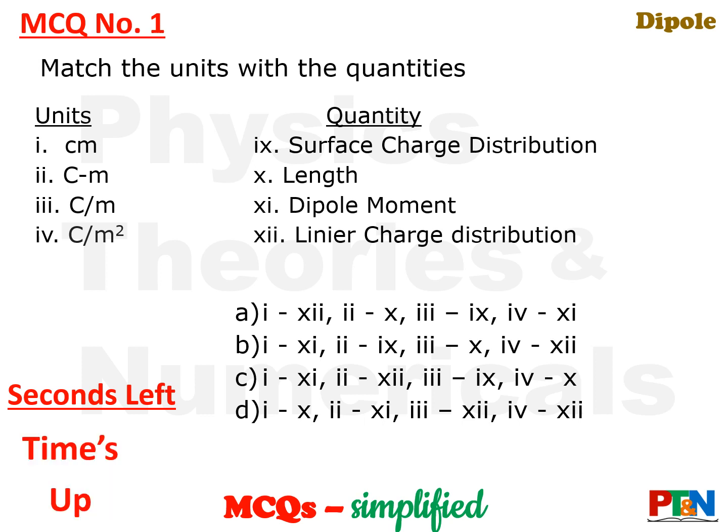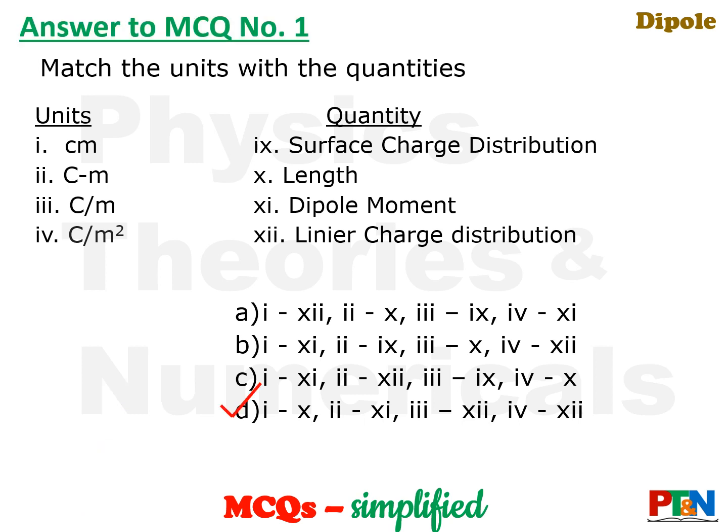Time's up. Let's see the answer. The answer is option D. See, first cm, that is centimeter, the unit for length, that is 1 to 10. Second cm is coulomb meter, that is dipole moment, that is 2 to 11. 3 is C/m, coulomb per meter, that is linear charge distribution. Second one is coulomb per meter square, that is surface charge distribution. So your option is option D.